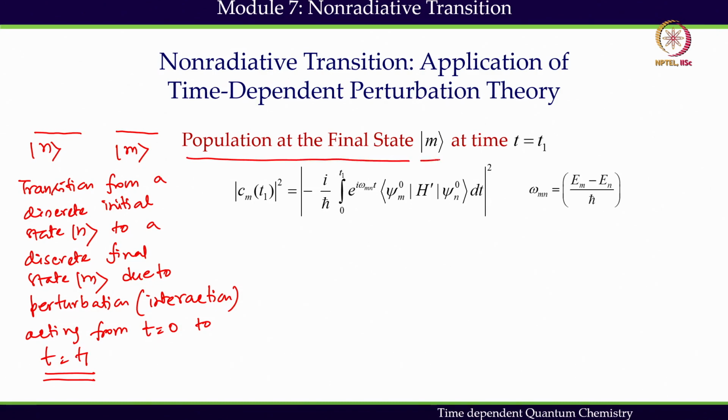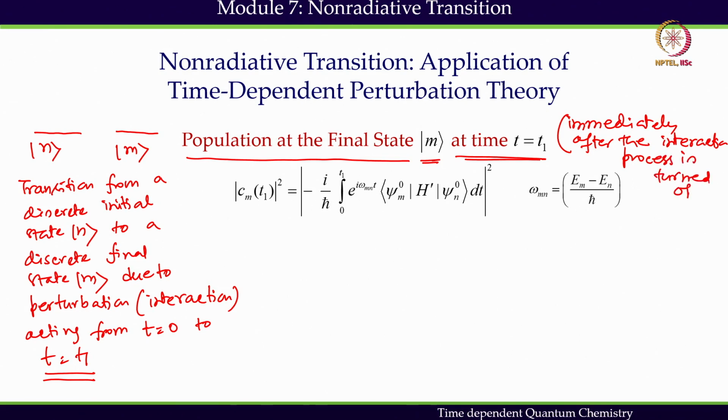So, the population in the final state m at time t equals t1, just immediately after the interaction is turned off. At that time, we will check the population in the final state, and the population is given by this magnitude square. This is the result of first order time dependent perturbation theory, where omega_mn is given by the energy difference.